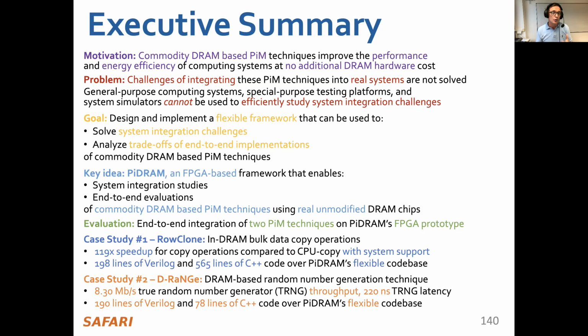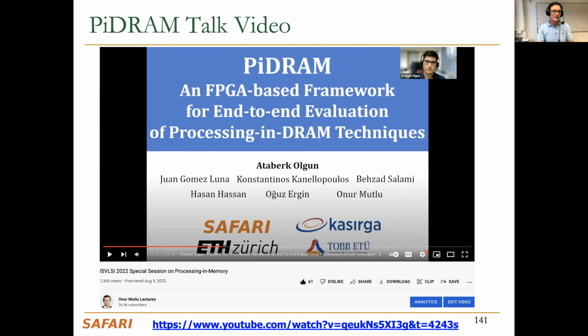And this paper describes, for example, data allocation and data mapping strategies that are important. And we see significant speedups by doing row clone, for example, copying. And we see significant throughput improvements with true random generators using DRAM. And again, I don't have time to talk about it, but we have a bunch of talks online. This is one of them.